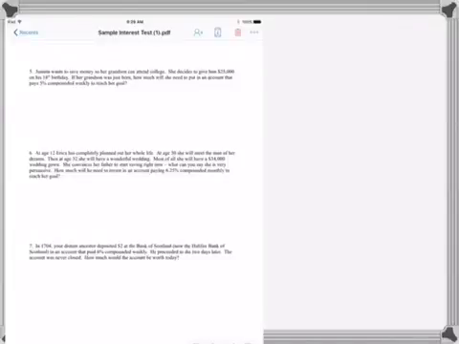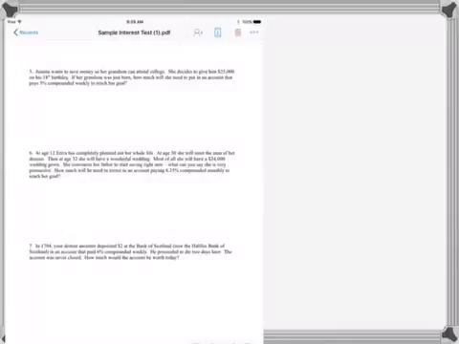Okay, welcome back. Here we get to page 2, part 2 of this review for this sample interest test that we're having coming up. Again, we'll go over some of these in class, but we'll at least touch on how to work out each of these and tell you the answers so that you can work on your own and check your work.